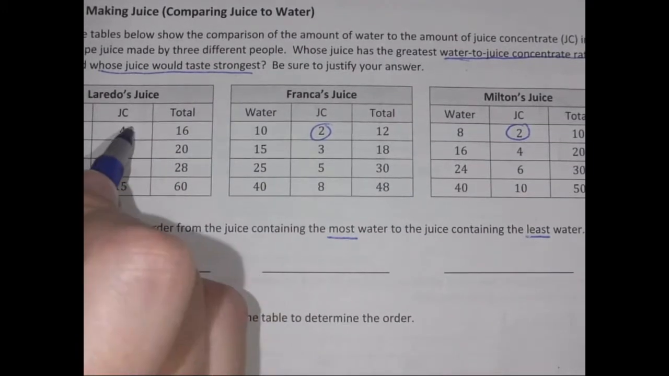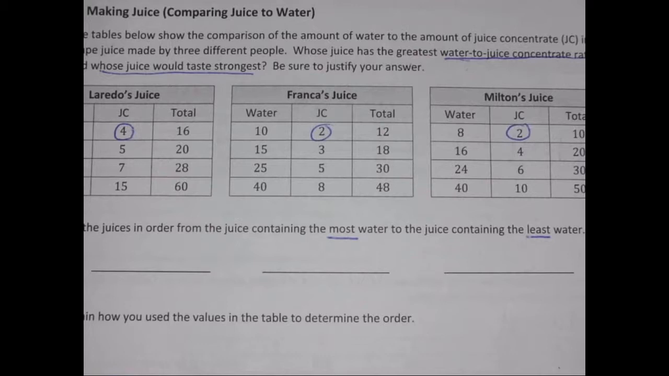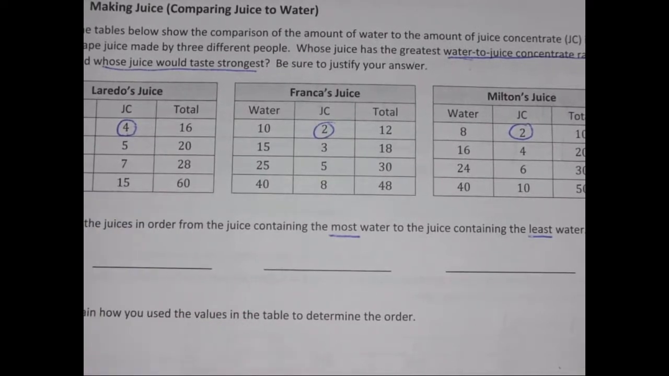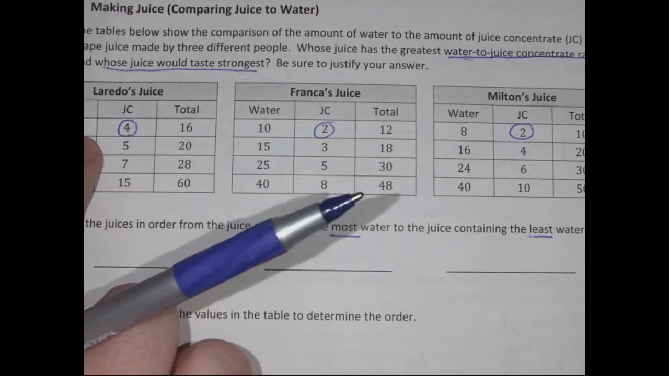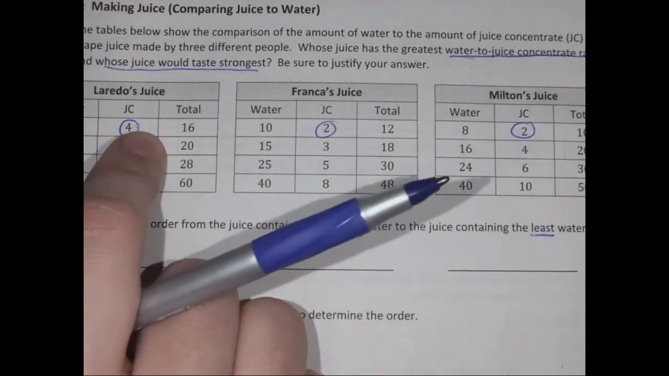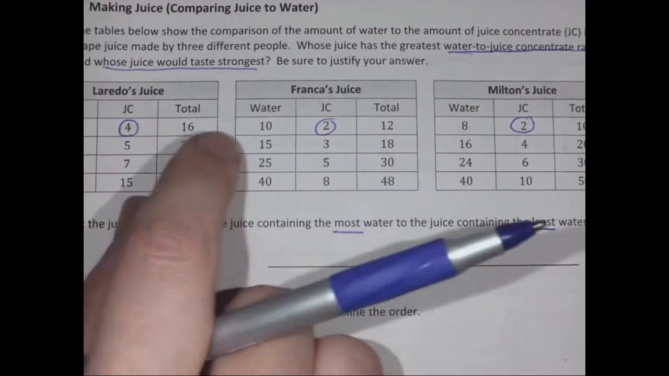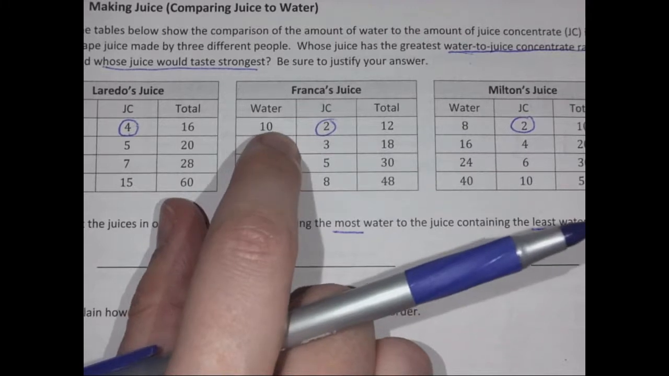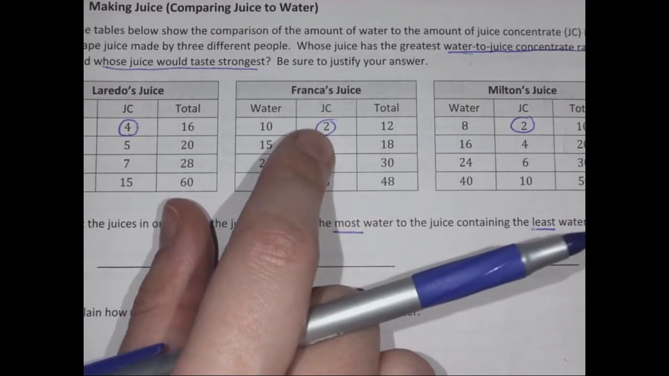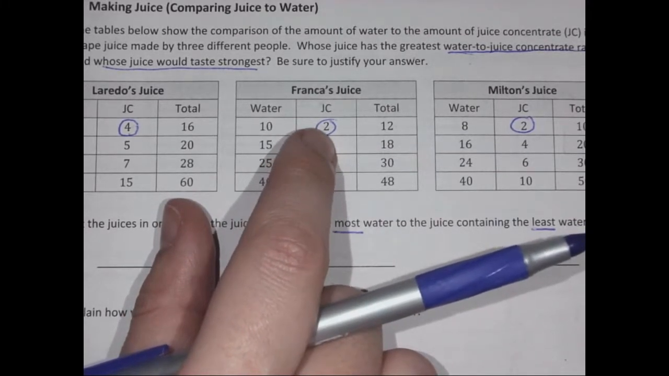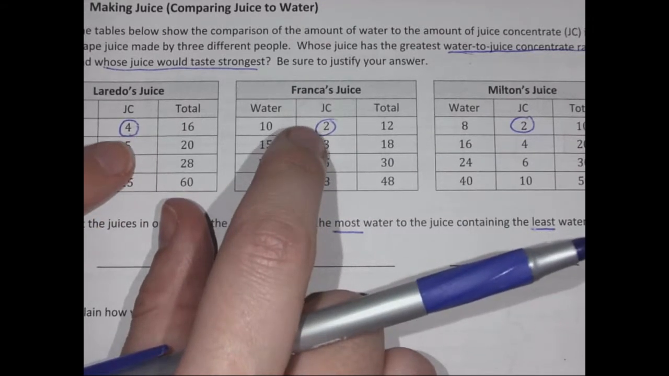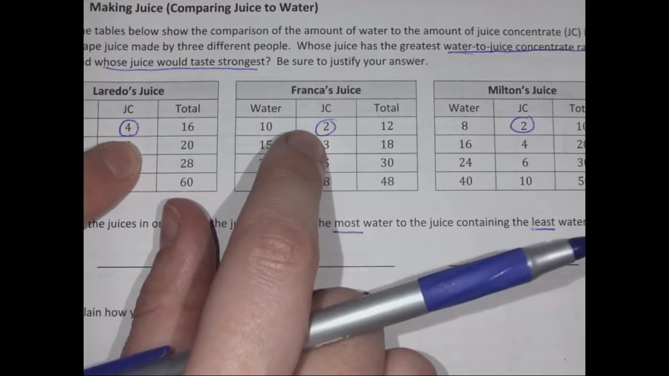2 ounces. But Laredo has 4. So we cannot compare them, right? Because we don't have the same amount of juice concentrate. If Laredo has 12 cups of water and 4 cups of juice, and Franca has 10 cups of water and 2 cups of juice, that doesn't really help us.